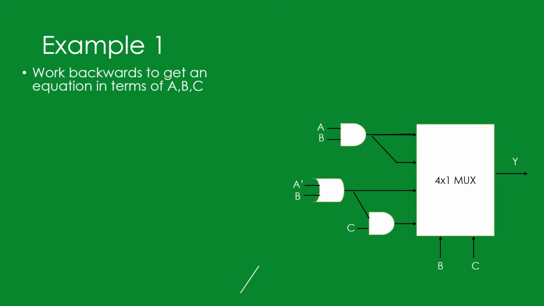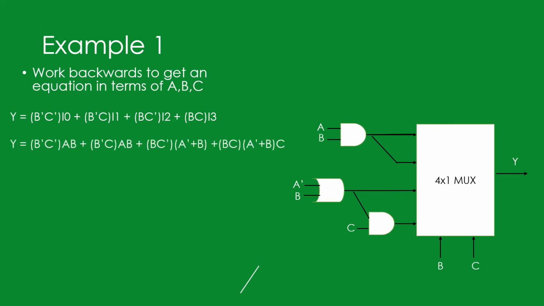We know from the multiplexer equation that the output Y is equal to the sum of products of the inputs and the select line minterms. Right now, we just have the inputs written as I0, I1, etc. So let's substitute those out. I0 and I1 are the same, A and B. I2 is A' or B. I3 takes I2 and ANDs it with C, giving (A' or B) and C.